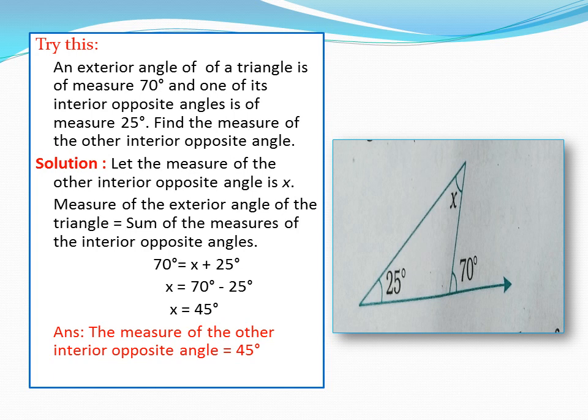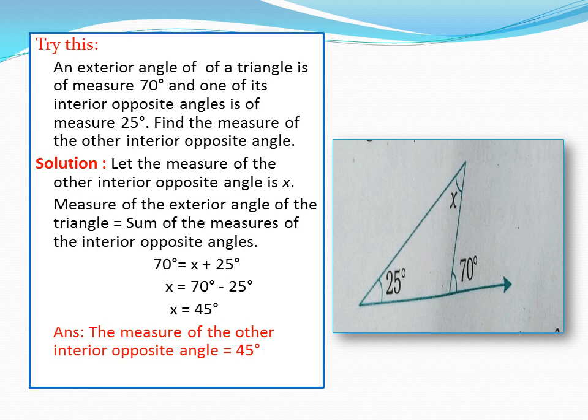How? x is equal to 70 degree, that means the measure of exterior angle, minus the measure of the given one of the interior opposite angle, that is 25 degree. Understood children? Clear it is? Okay. x is equal to 70, exterior angle, minus one of the given interior opposite angle, that means 25 degree, then we will get 45 degree. So the value of x, the other interior opposite angle, is 45 degree.